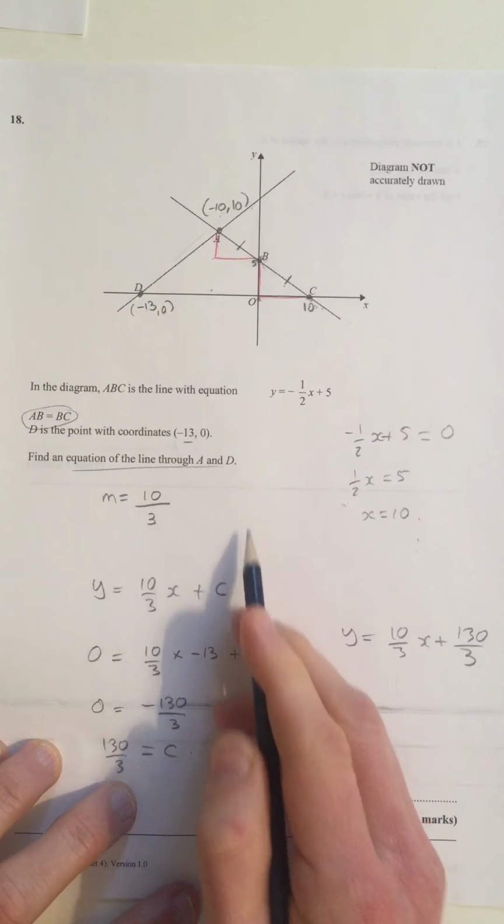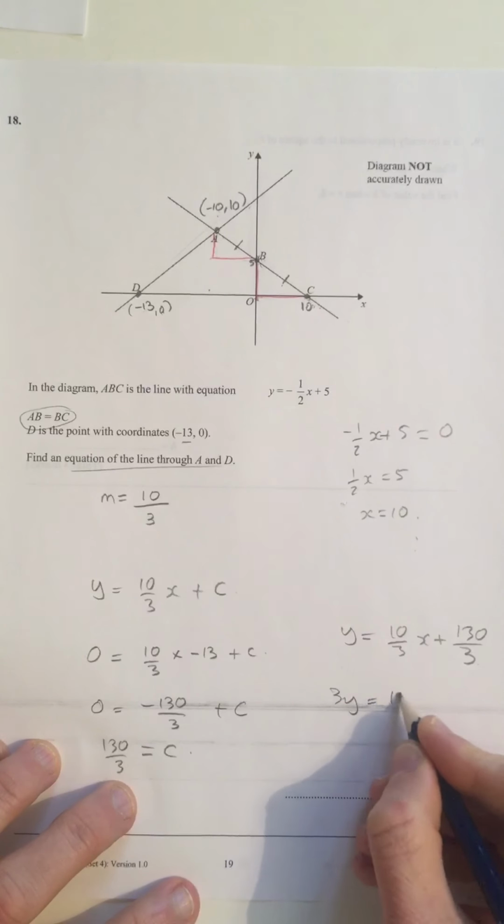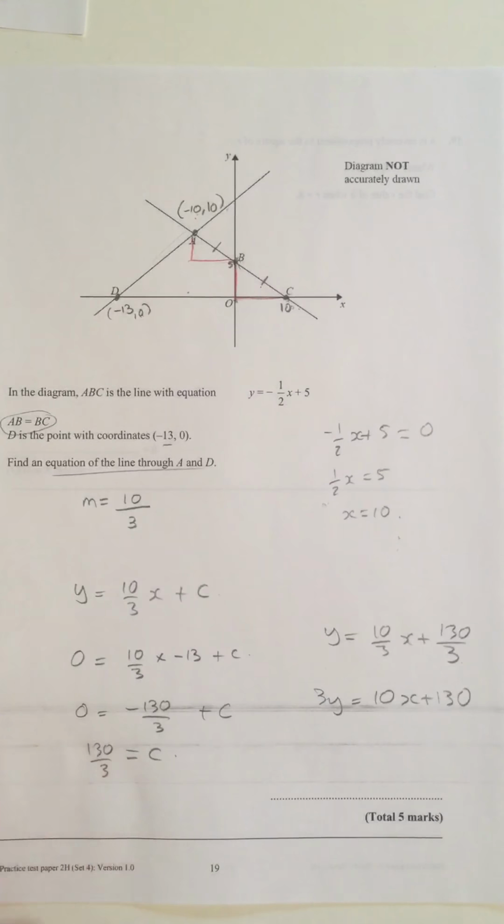It's not told me how to write my answer, so I could leave it like that, or I could decide to multiply both sides by 3 just to tidy it up a little bit. Either of those are both fine answers.